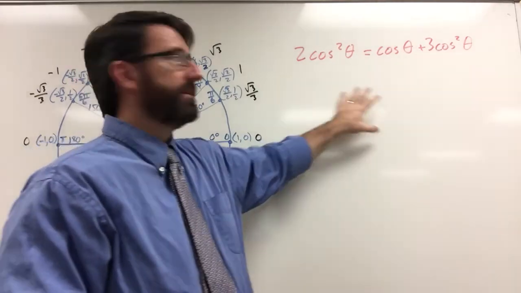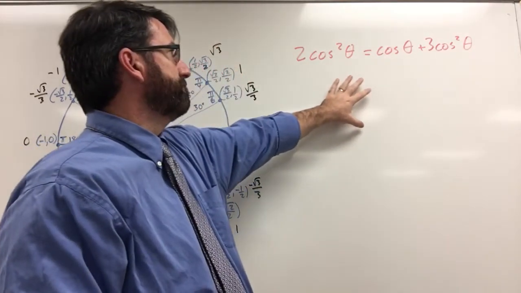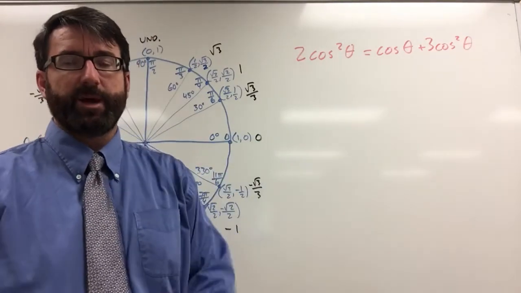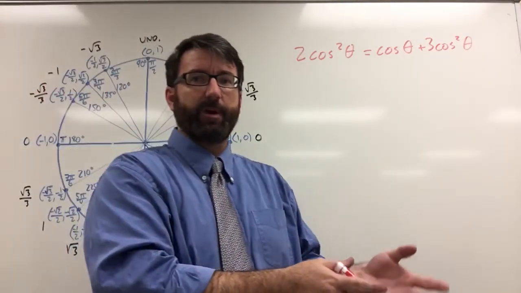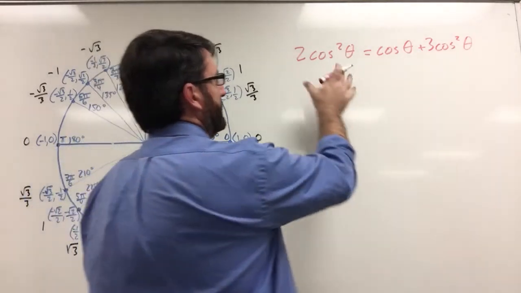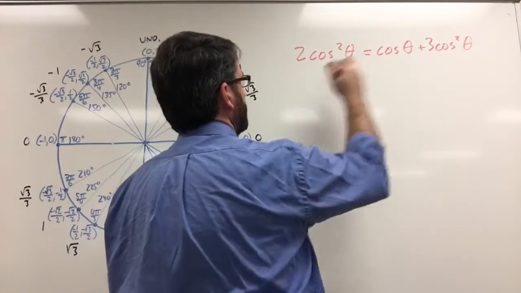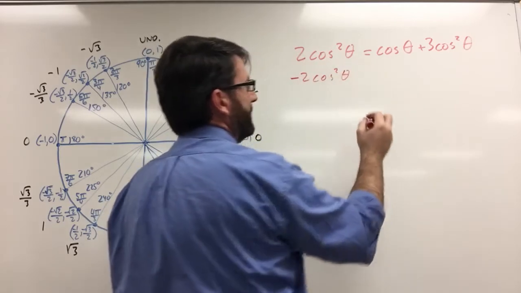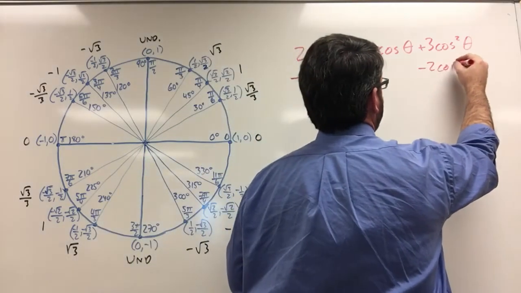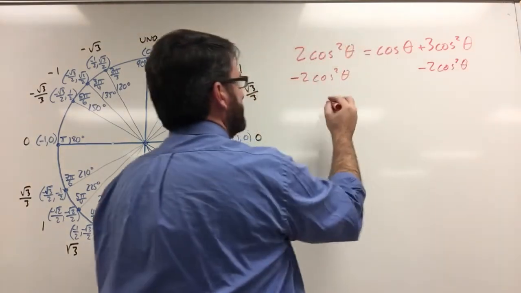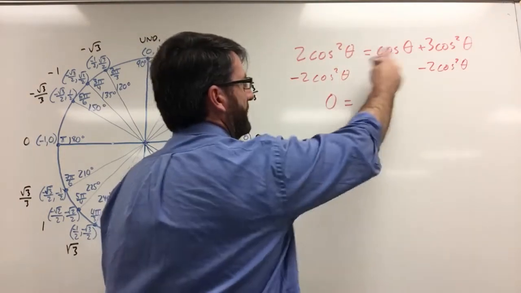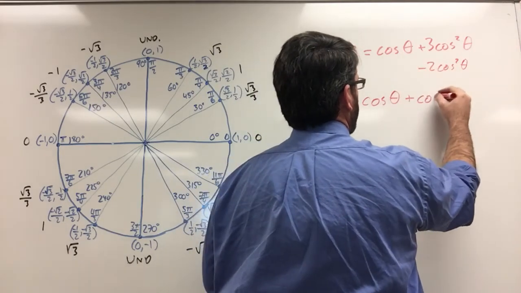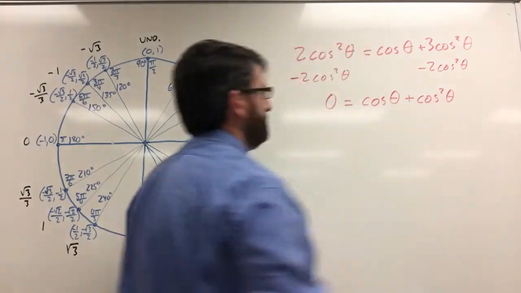And so whenever you're going to want to factor, the first step is to get everything on one side of the equation and leave the other side of the equation equal to 0. So let's get this over to the other side by subtracting 2 cosine squared theta from both sides. And so this side will be 0. And then on this side we get cosine theta plus cosine squared theta.